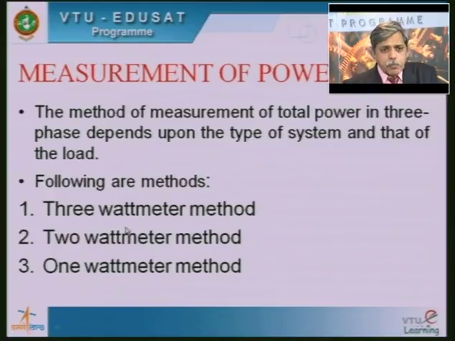Now, the 2 wattmeter method: here I will be using just 2 wattmeters, and the sum of the wattmeter readings I will take as the power consumed by the 3 phase circuit. If you compare the methods, the 3 wattmeter method needs 3 wattmeters, the 2 wattmeter method needs 2 wattmeters, and I also have the 1 wattmeter method, where I connect only 1 wattmeter in the circuit.